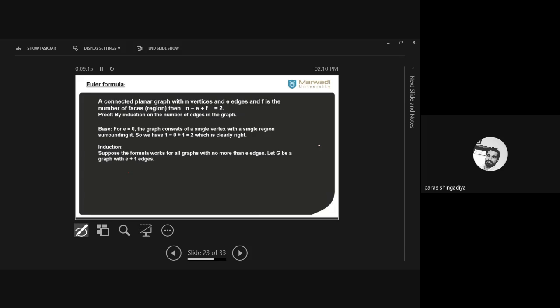Here we consider two cases. Let us first define one graph which involves E plus 1 edges. How many edges does it have? E plus 1. It is an arbitrary graph which involves E plus 1 edges. What do you have to prove? That this formula, N minus E plus F is equal to 2, is correct for the E plus 1 quantity.